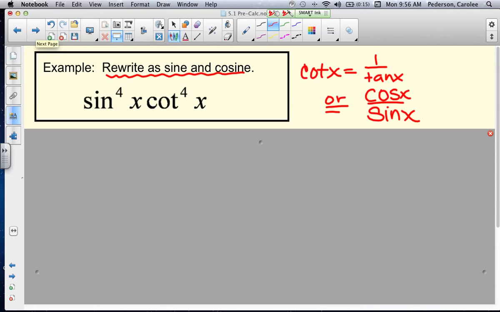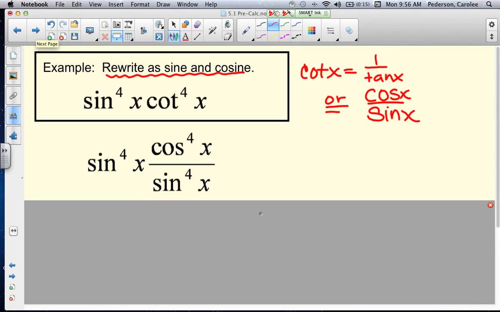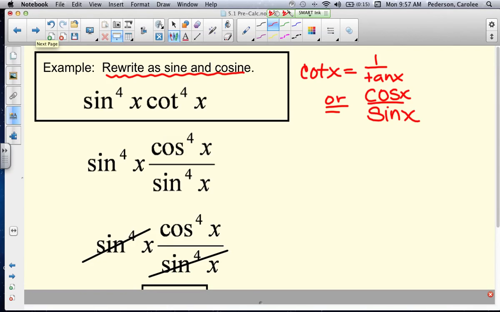Which one would be the better choice? Cosine over sine? So we're rewriting that cotangent to the fourth power of x as cosine to the fourth power of x over sine to the fourth power of x. What would be the next step after that? How did that help us out? Correct, the sines cancel out. So what's our answer then? Cosine to the fourth power of x.